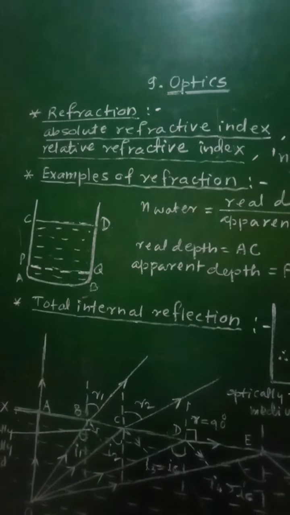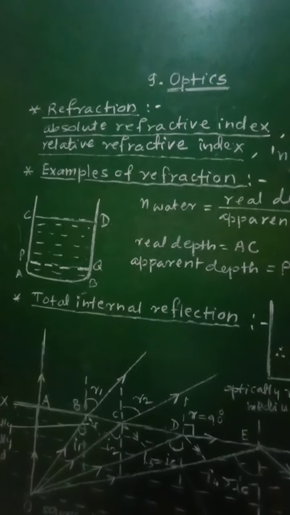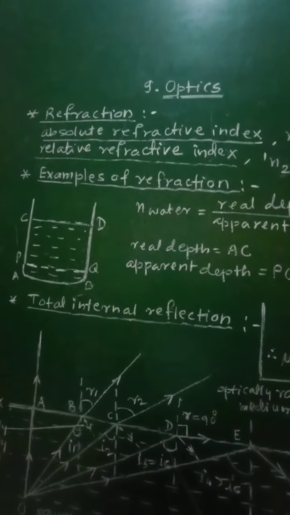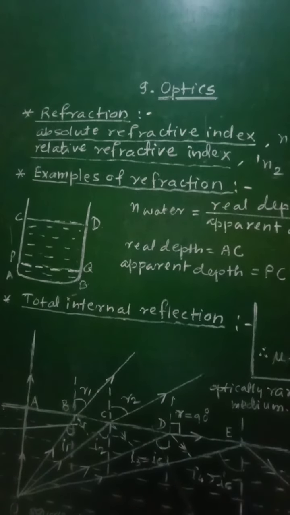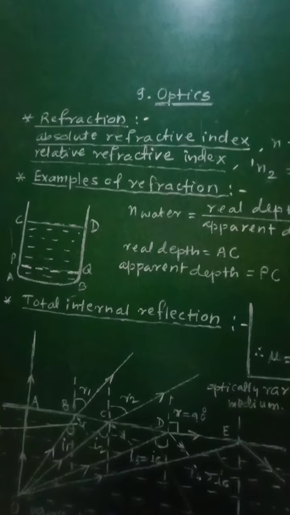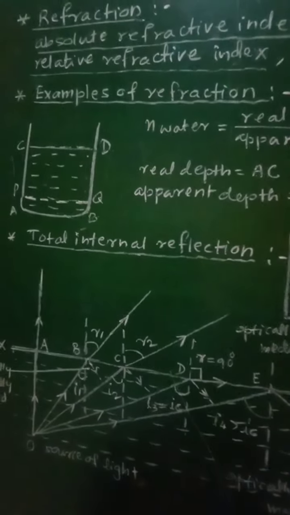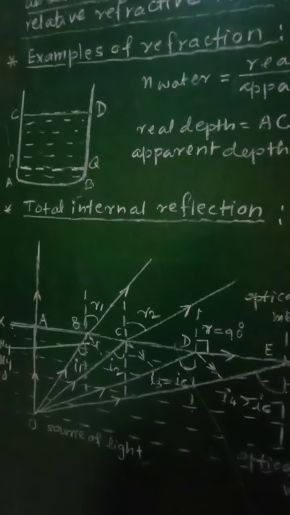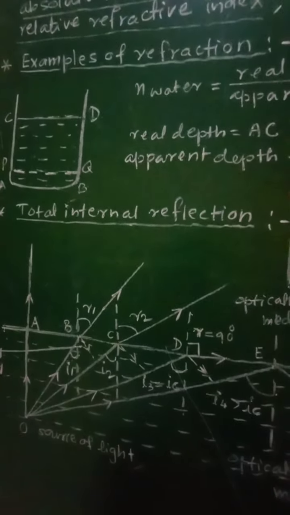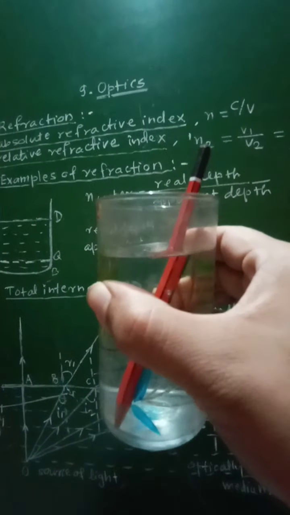When a pencil is kept obliquely in a glass containing water, it appears to be broken, as its part in water appears to be raised. So at the surface of water, it will be observed that the pencil is broken. Therefore, again let us consider this example in which a glass containing water is taken.